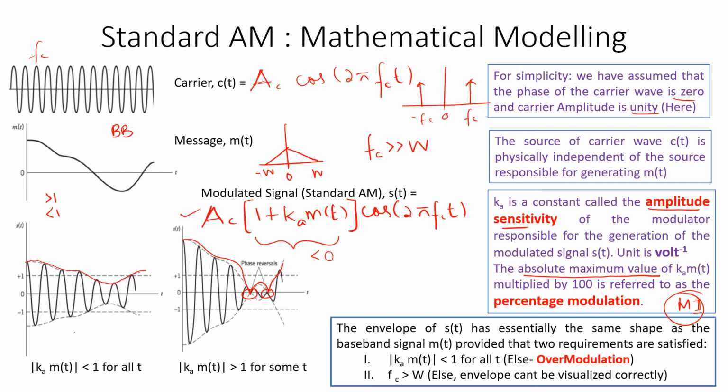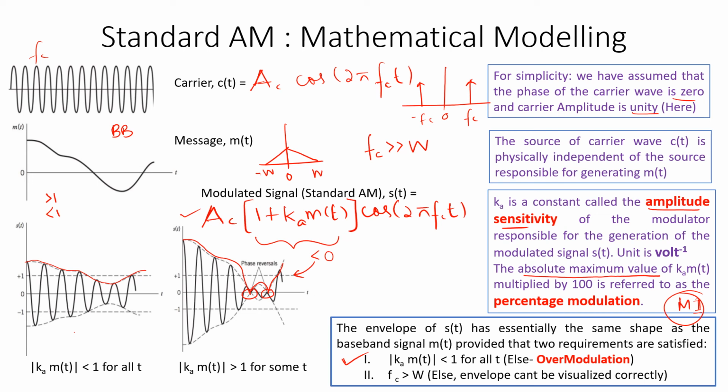One of them is that |ka m(t)| should be less than 1, or 1 plus ka m(t) should always be greater than 0. If it is less than 0, over modulation happens. So this 1 plus ka m(t) should always be greater than 0.